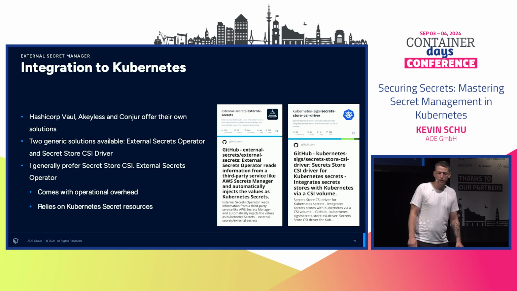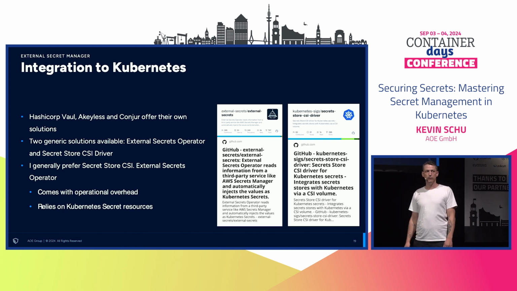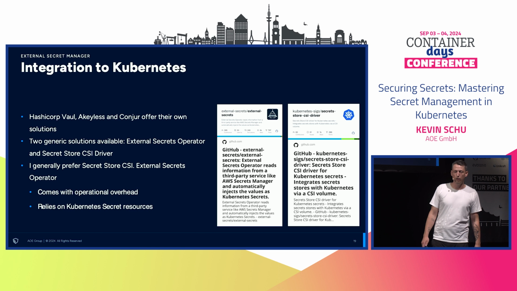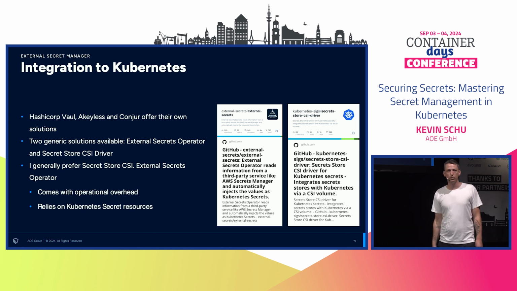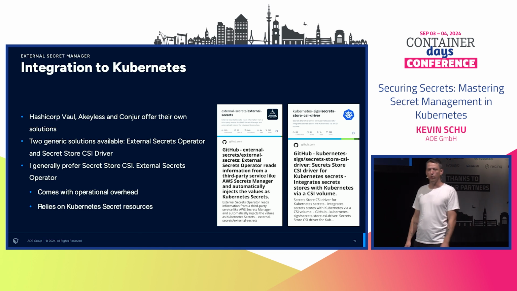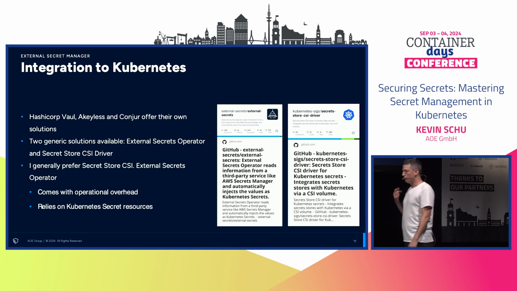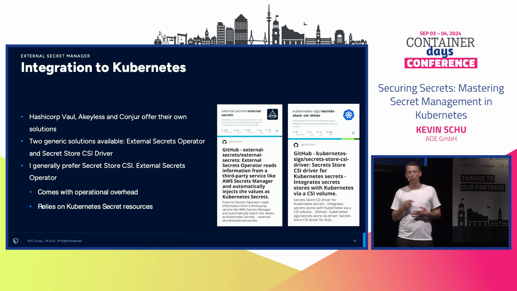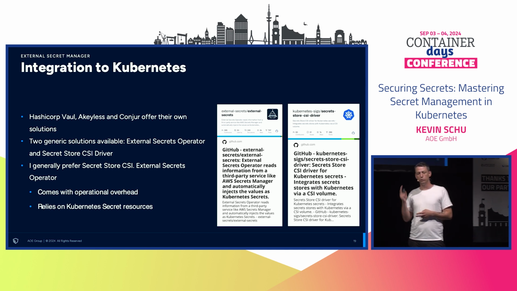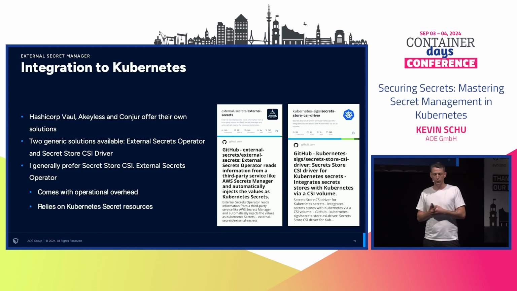The first implementation is the External Secrets Operator. It's a community-based operator. And the other one is the Secrets Store CSI driver, which is actually maintained by the Kubernetes SIG project. This morning you had a talk about Cosign. Exactly the same project is maintaining the Kubernetes Secrets Store CSI driver. From my personal recommendation, I would always prefer the Secrets Store CSI driver over External Secrets Operator. And there are two important reasons why I prefer that.